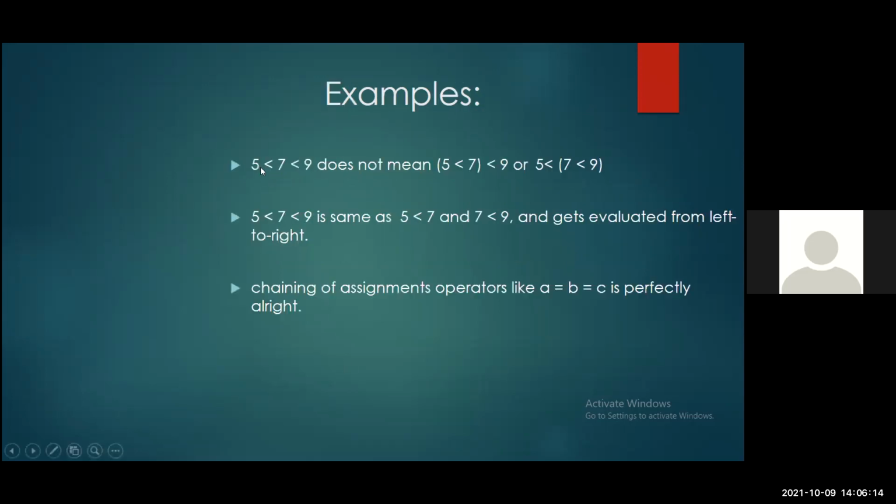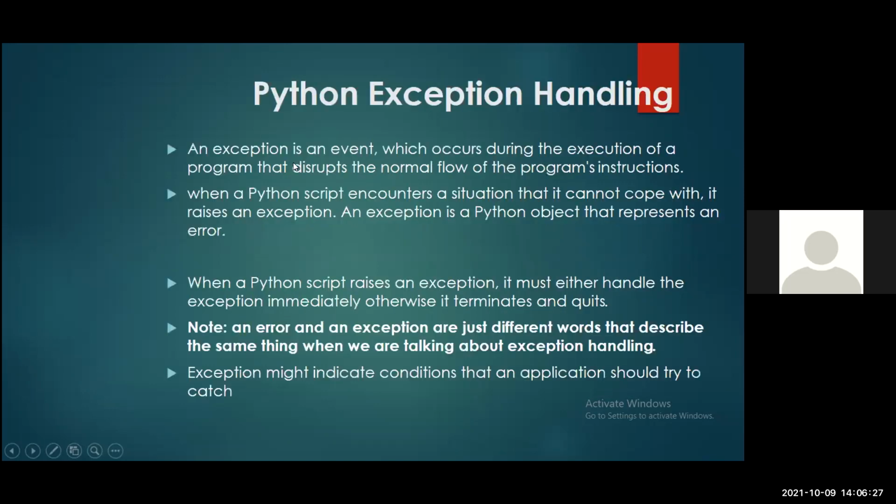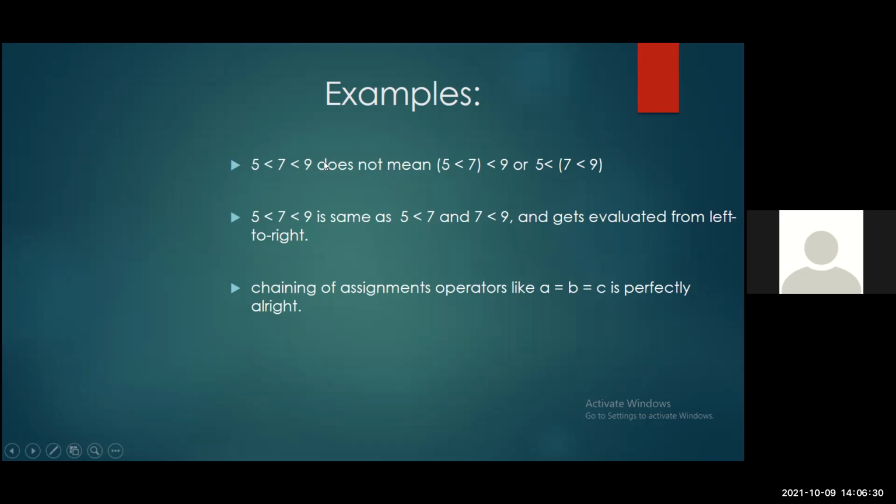Maybe something like this: the condition 5 is less than 7, which is less than 9. Going by what we said earlier, left to right, we could say first 5 is less than 7, and then 7 is less than 9. This does not mean (5 is less than 7) is less than 9, or 5 is less than (7 is less than 9). In this case it's non-associative. It doesn't follow that rule of starting from left or from right. No, it doesn't comply with those.